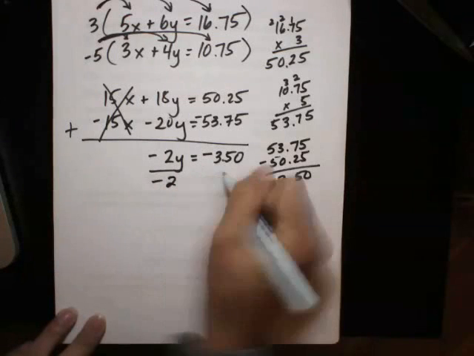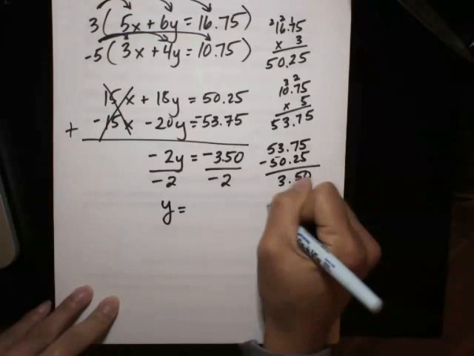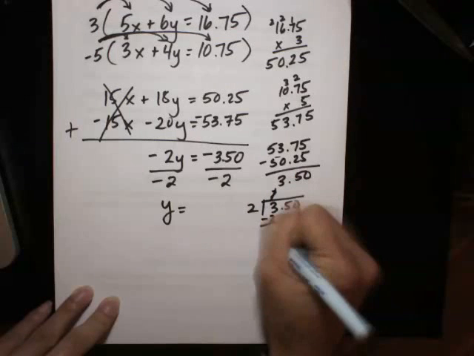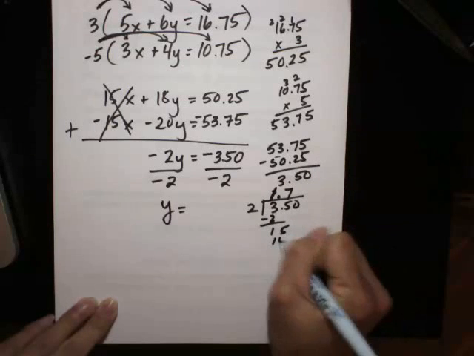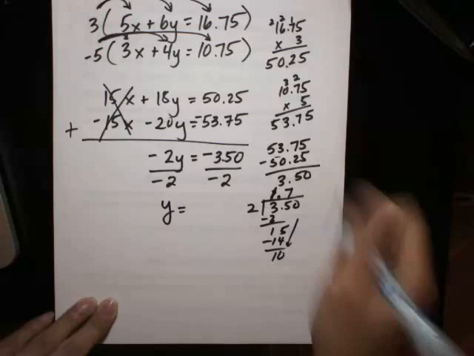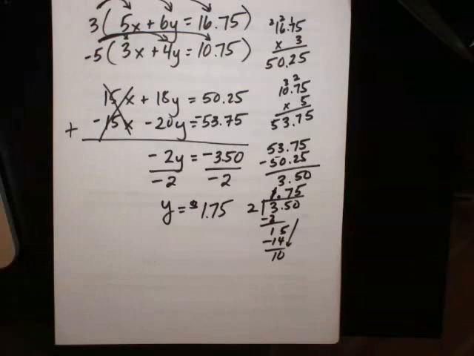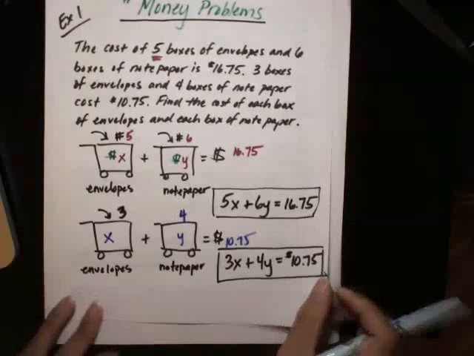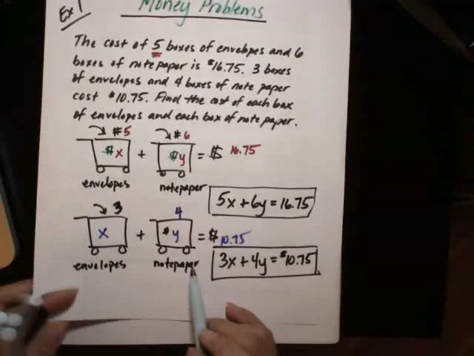Dividing by a negative 2, y in this case will be equal to $3.50 divided by 2. Remember to show your work every step of the way. Okay, so 2 goes into 15 7 times. $1.75. Okay, I put a dollar sign there because y, well, the value of y, if we went back to our setup, y represents the cost that dollar sign, that cost of one box of note paper.